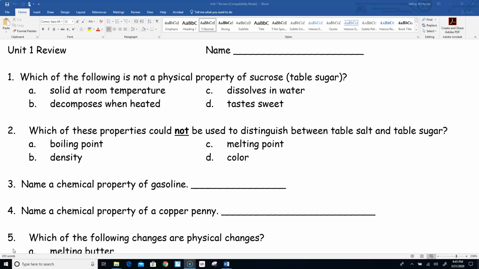2, which of the following properties could not be used to distinguish between salt and sugar? D, color. Okay, because they look the same. They're both white little granular things.